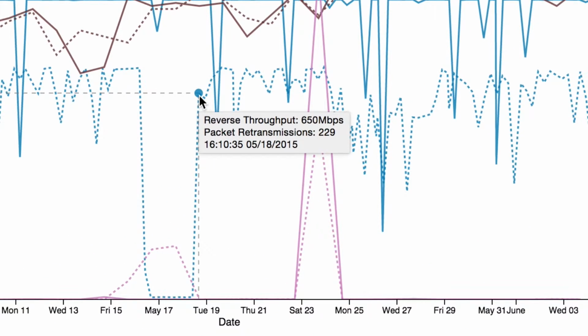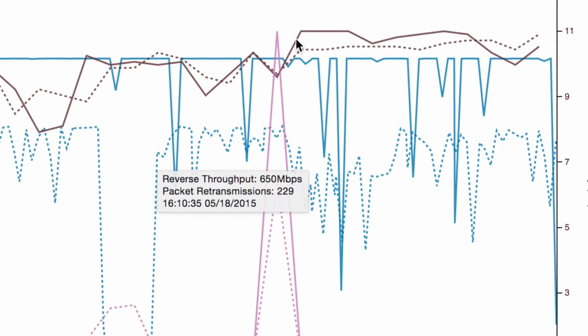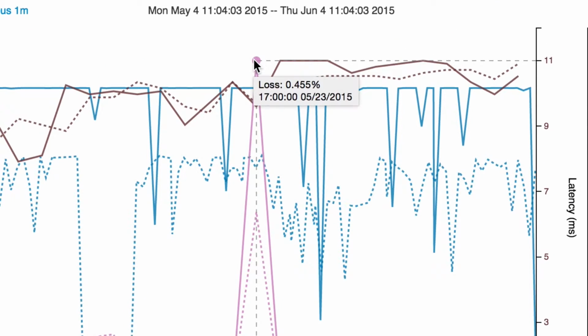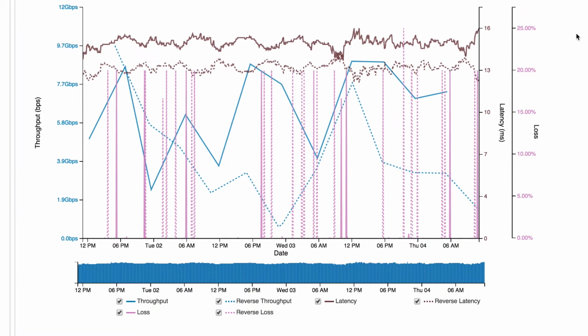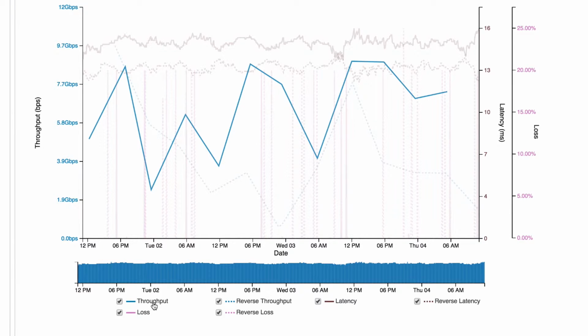You can also hover above any given point and see the details of that. In this case, you can also see the number of packet retransmissions for the iPerf test, as well as the throughput that it achieved. And you get the details on what the packet loss percentage is as well by hovering above an OWAMP plot.